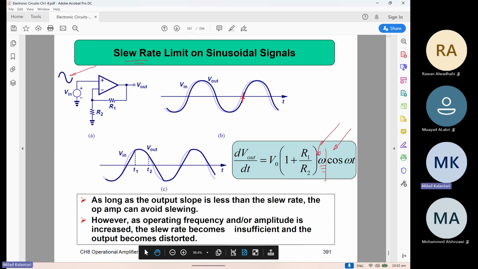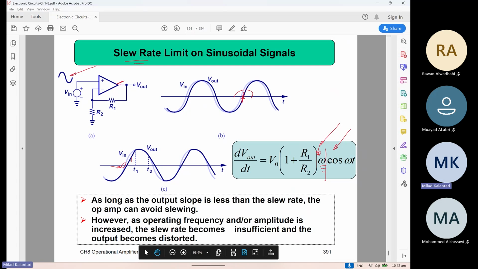It depends on the omega. And if this transition is faster than the slew rate of the op amp, then it means the op amp cannot follow. And once it cannot follow, the output would be like this. Originally, it should be something like a sinusoidal thing. But since the slope of the sine is larger than the slew rate of the op amp, the maximum the op amp can reach is this constant slope, right?